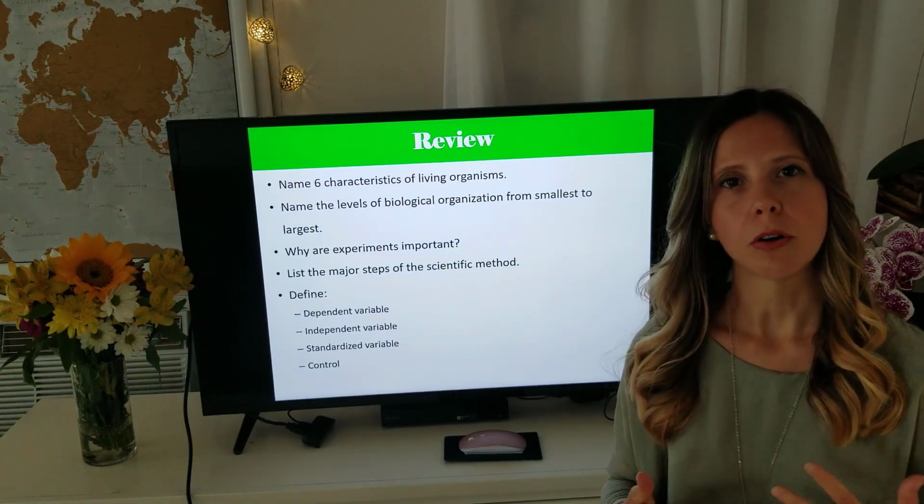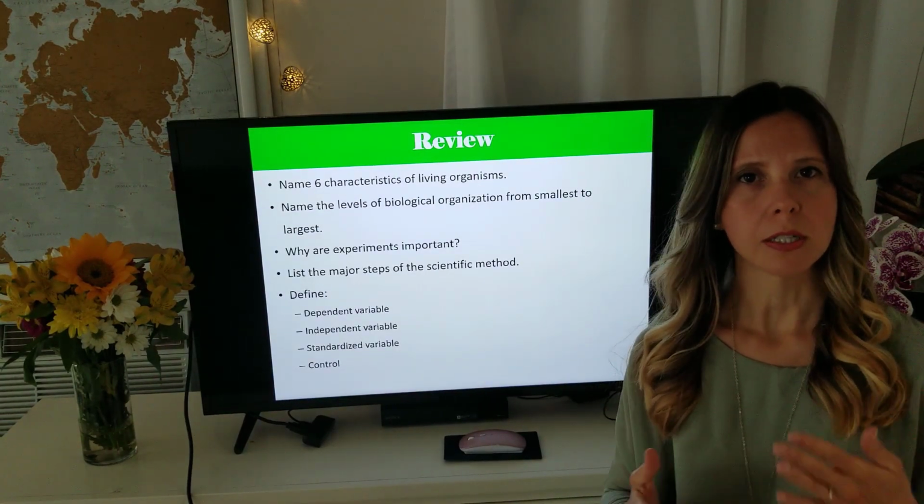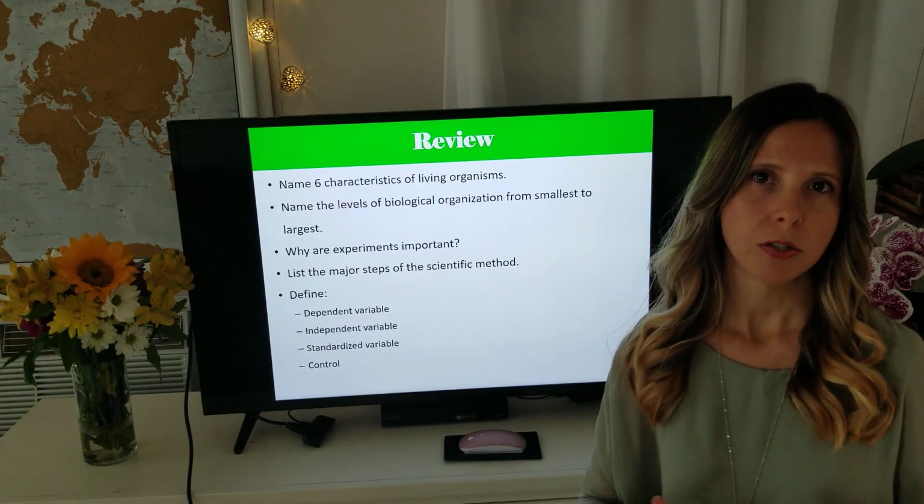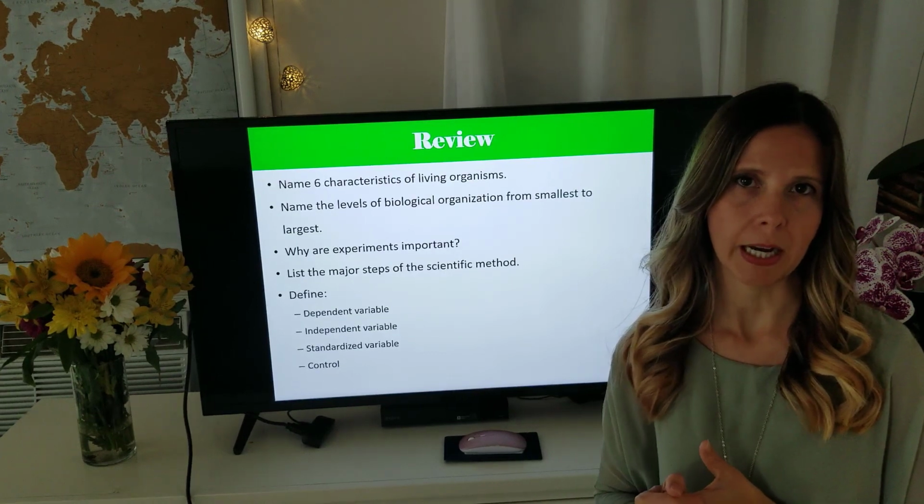And then lastly, your control. Your control is very important. It's going to set up that baseline so when you get your results, you can compare your results to your control and see if there's been any kind of effect.